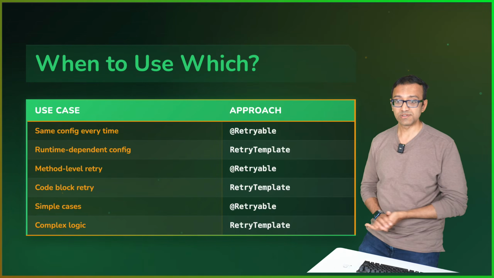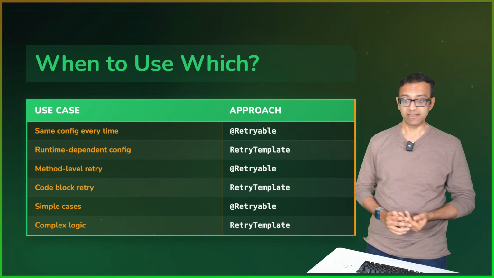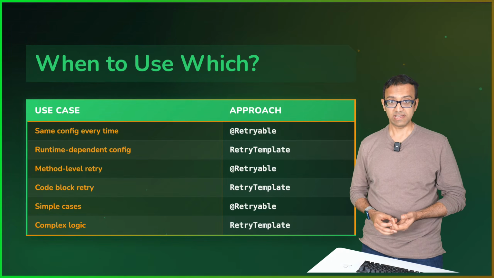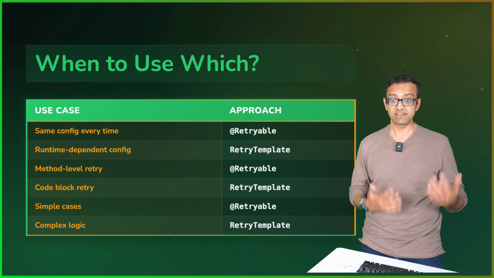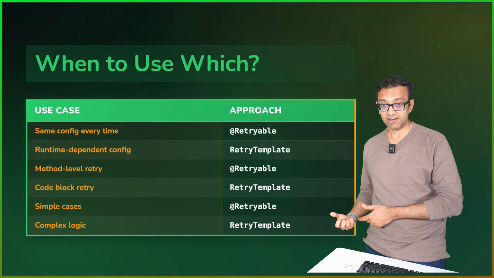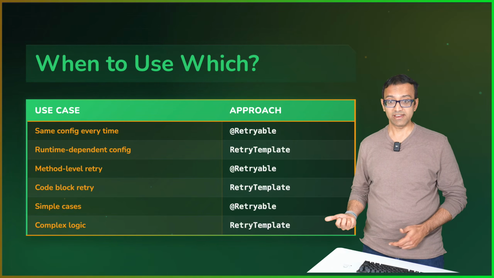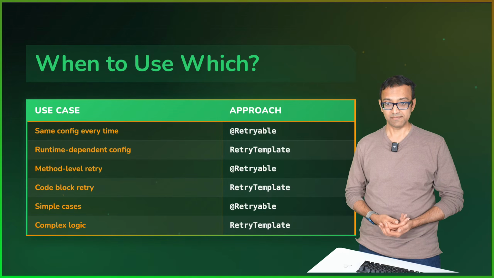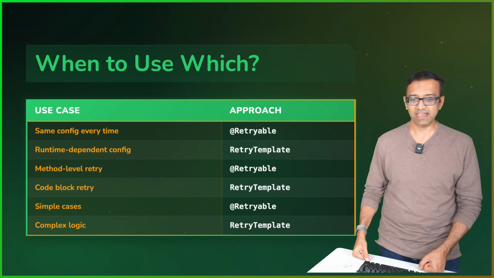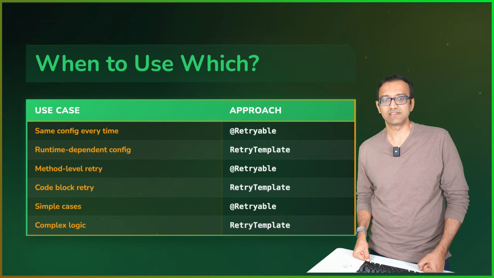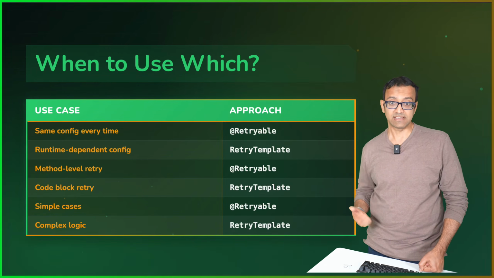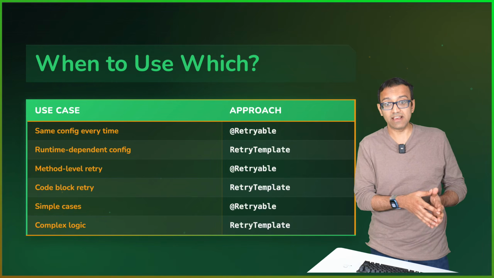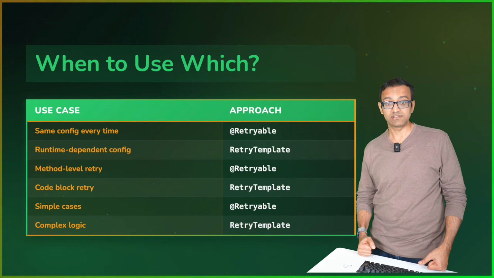All right. So when to use what? When you have the same config every time, you use @Retryable. When you want runtime dependent behavior, you want it to change, you use a retry template. Method level retry, you use @Retryable. Code block retry, you use retry template. Usually, for simple cases where you know that things are consistent, you use @Retryable. And for more complex logic, like the order example that I gave, where depending on a particular value you're going to have to do different types of retries, you use a retry template.